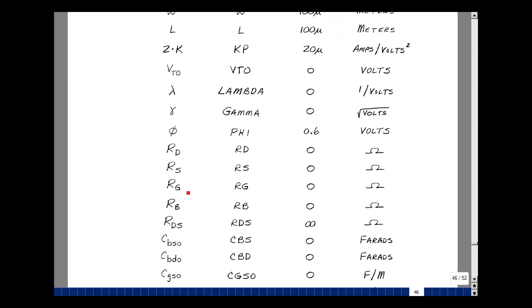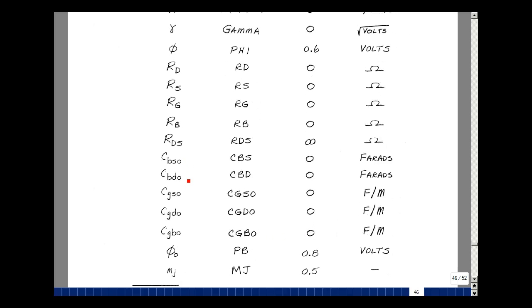Likewise, we've added resistors in the series leads of the transistor. Those just become the same letters without a subscript and are all defaulted to 0. There is a resistor added in parallel with the current source, and this is defaulted to infinity, so in other words, it has no effect until you put a value in for it.